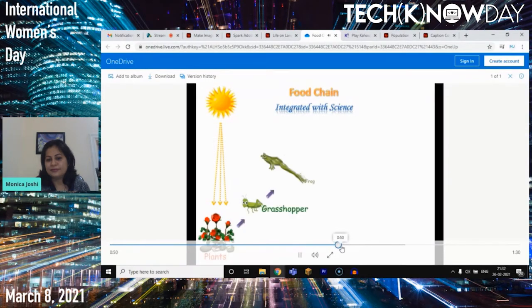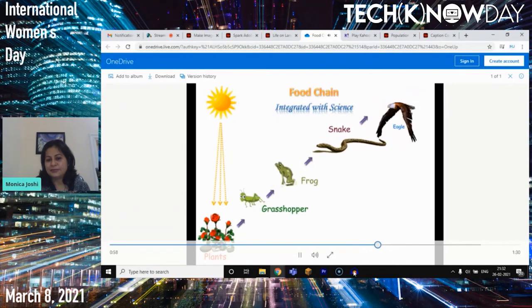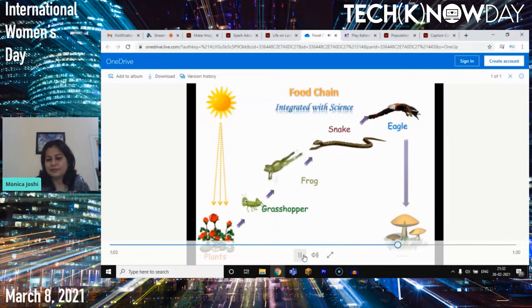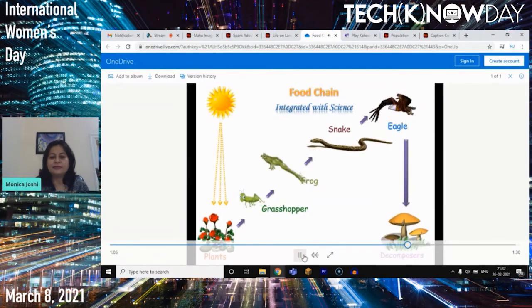Small insects energy. The snakes prey on frogs for their survival. The eagles hunt the snakes for their food. When the eagle dies, its body gets decomposed.